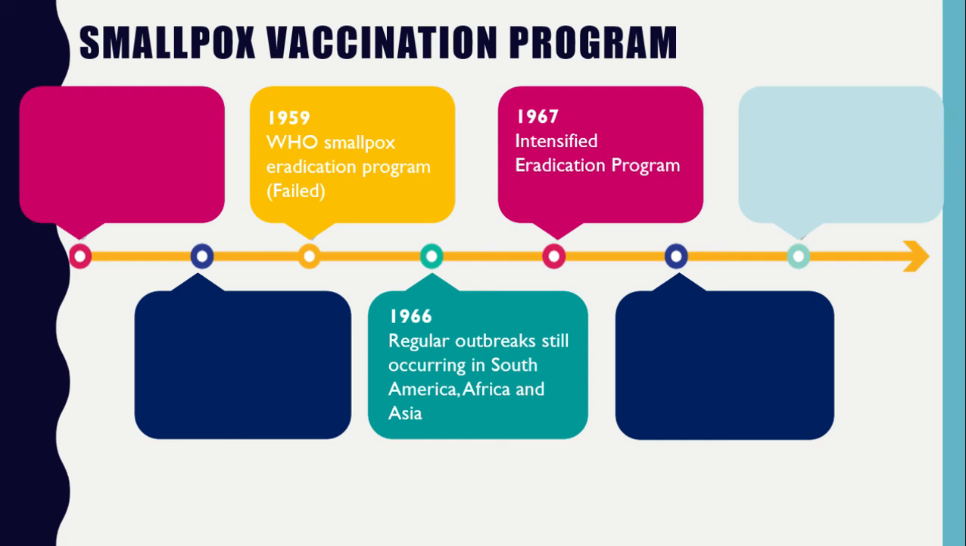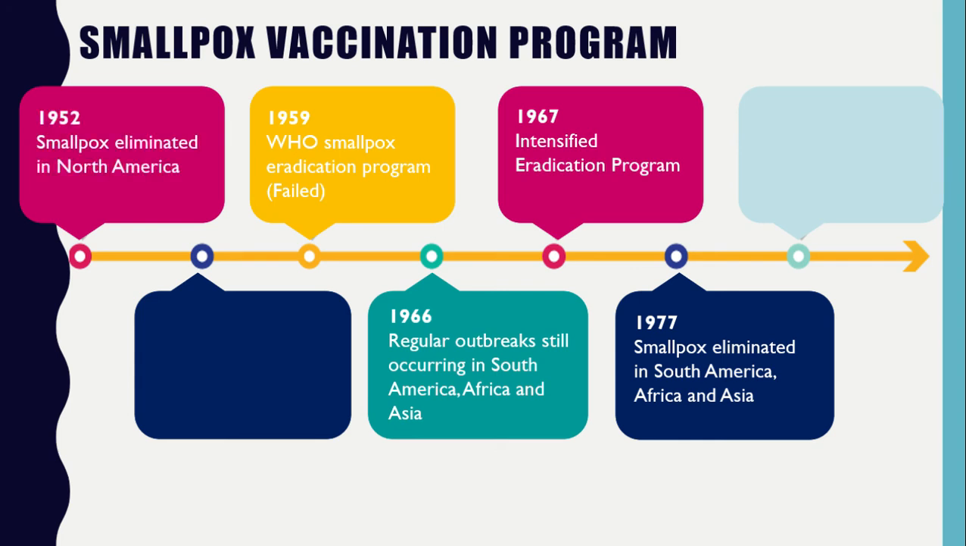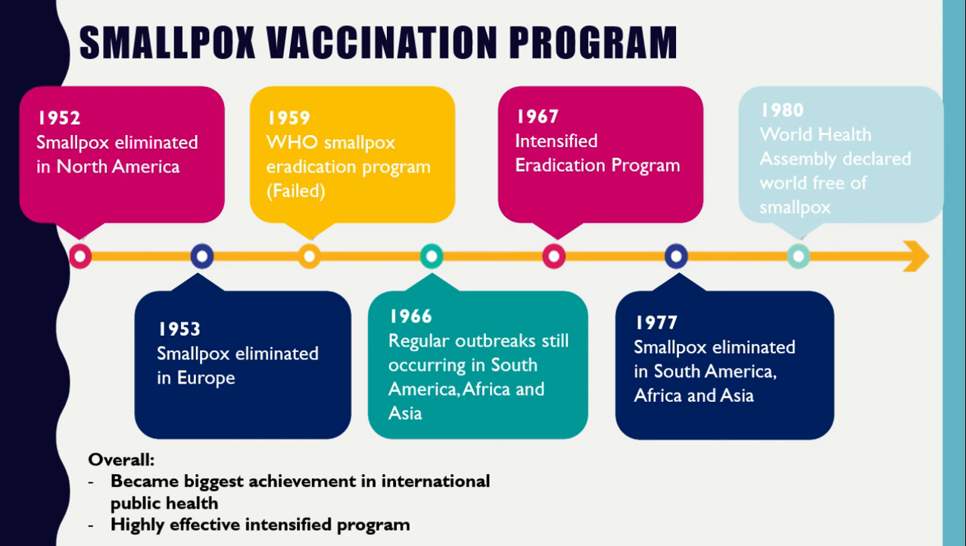vaccination campaigns. The Intensified Eradication Program was highly effective in eliminating the disease in South America, Asia, and Africa by 1977. Through the use of vaccinations, the disease had previously been eliminated in North America in 1952 and Europe in 1953. And as Australia is geographically isolated, smallpox was not largely widespread and therefore was overcome easily with preventative vaccinations. In 1980, the World Health Assembly officially declared the world free of smallpox, resulting in it becoming the biggest achievement in international public health.